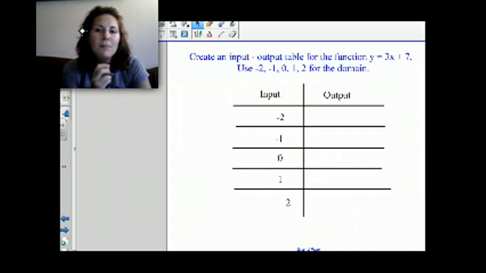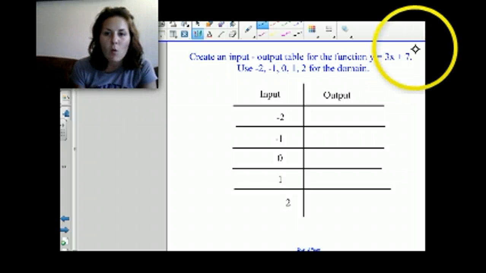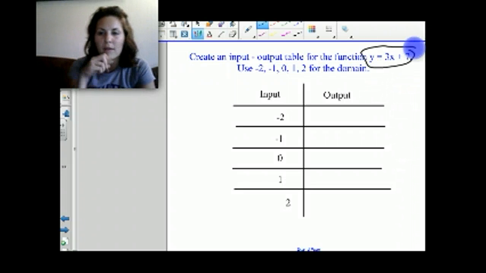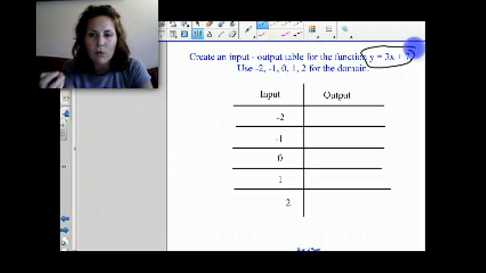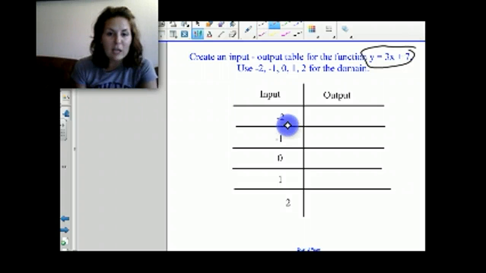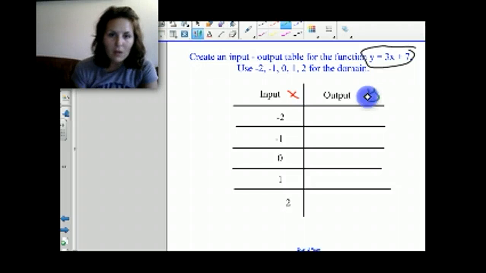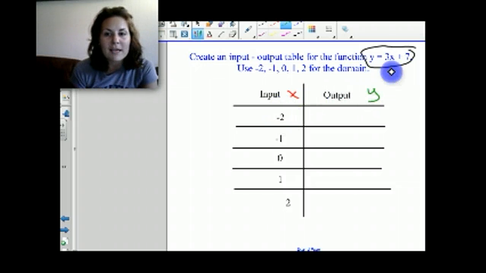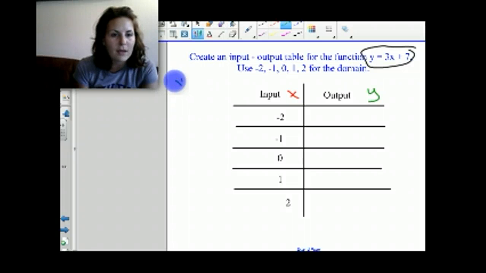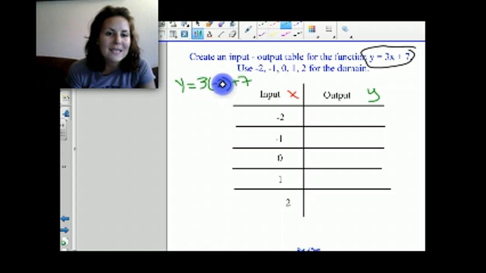Now here we create an input-output table for the function y equals 3x plus 7. Now I'm not going to go through all of the arithmetic on here, but essentially we have said the input is x, the output is y. So I'm going to start by plugging -2 in for x. So we get y equals 3 times -2 plus 7. 3 times -2 is -6 plus 7 is 1.